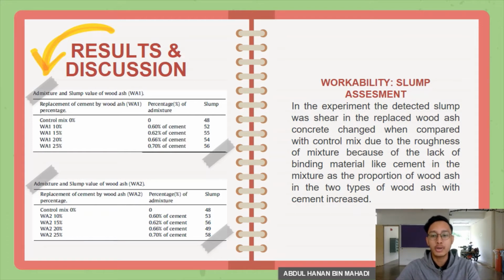So in the experiment, we detected the slump in the replaced wood ash concrete changed when compared with the control mix, due to the roughness of the mixture because of the lack of binding material like cement in the mixture, as the proportion of wood ash in the two types of wood ash with cement increases. So here on the right we have the results and discussions.